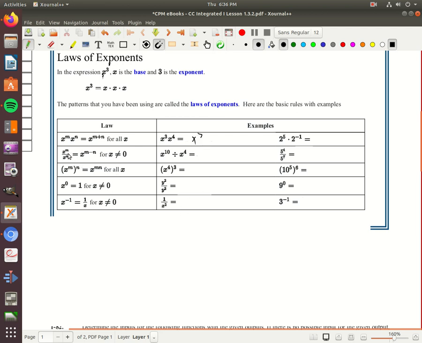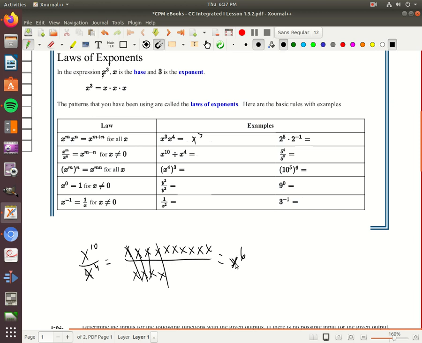Next one is, what if we have x to the m divided by x to the n? So here we have some division. And again, real simple rule here. When in doubt, you can always write it out. I have 10 x's on top, and I have 4 x's on bottom. And these are just going to cancel. Anything divided by itself equals 1. So that's 1 times 1 times 1 times 1, which is obviously 1. And I'm left with 1, 2, 3, 4, 5, 6 x's.